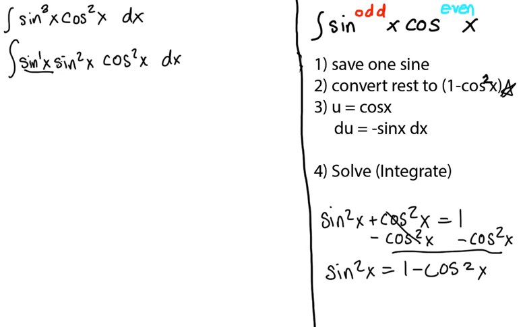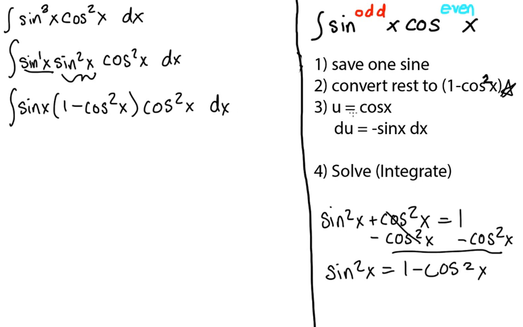Okay, so we save one sine. Step 2, we're going to convert the rest to 1 minus cosine squared x. So we're going to convert this to 1 minus cosine squared x times cosine squared x dx. Okay, now step 3, set u to be cosine x and du to be negative sine x dx.